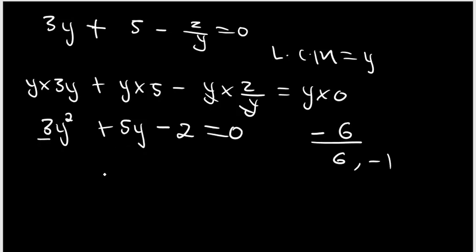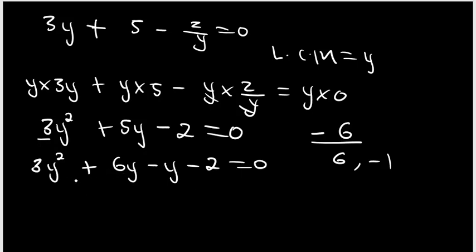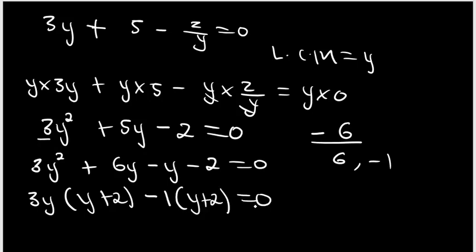So let's use that. Therefore we have 3y squared + 6y - y - 2 = 0. We take the first two terms. What is the common factor there? The common factor is going to be 3y. So we have 3y, we open our bracket, and we are left with y + 2. We take the last two terms. The common factor there is going to be minus 1. We open the bracket, and we have y + 2.